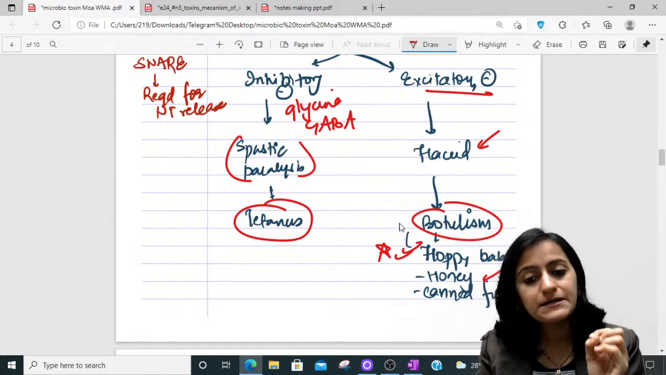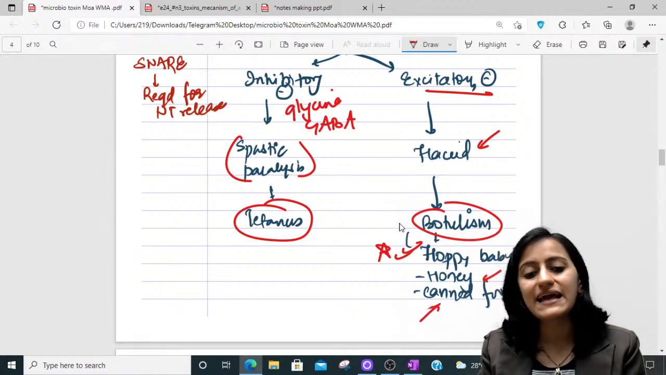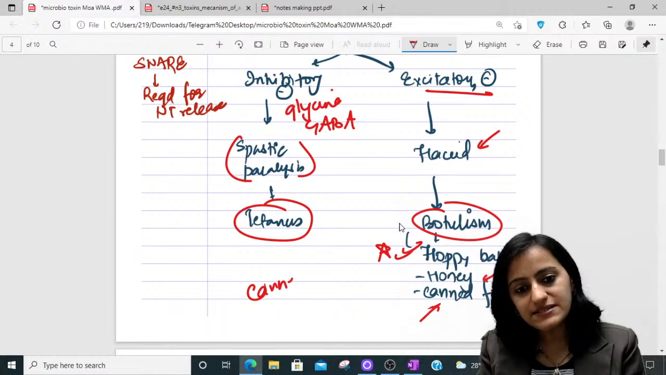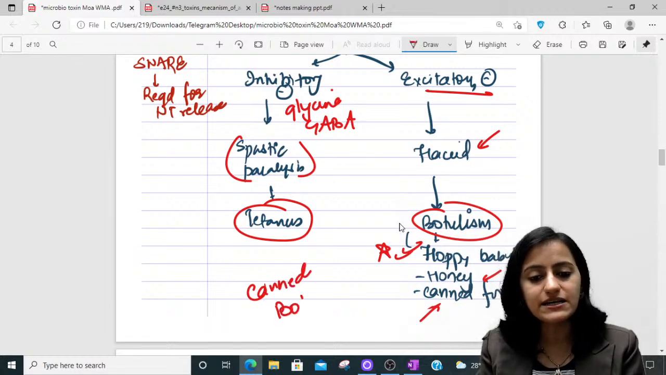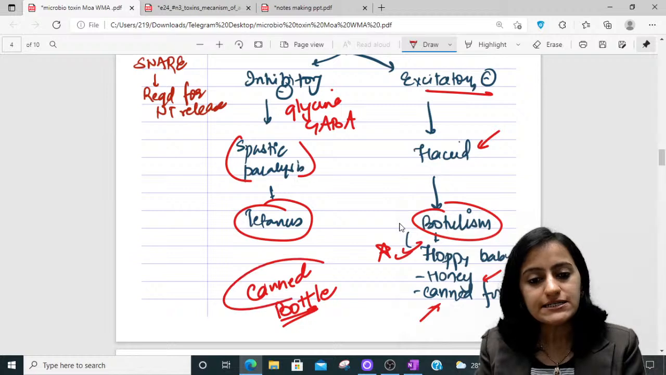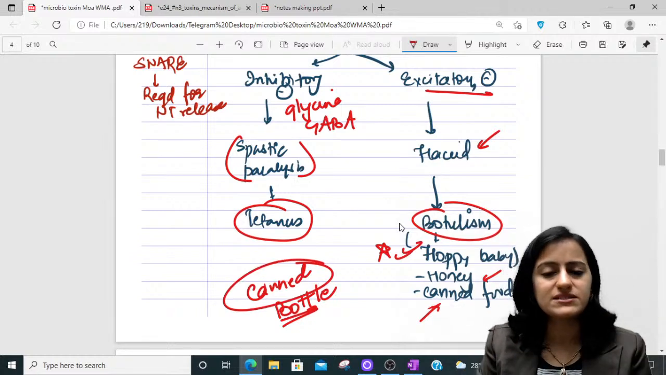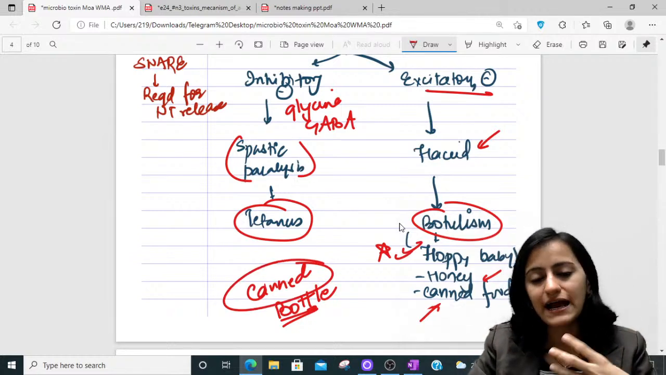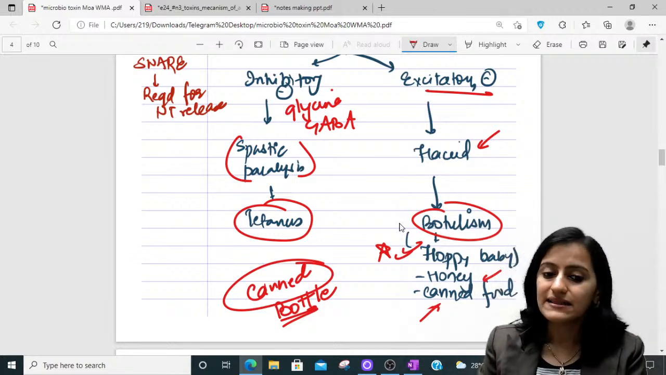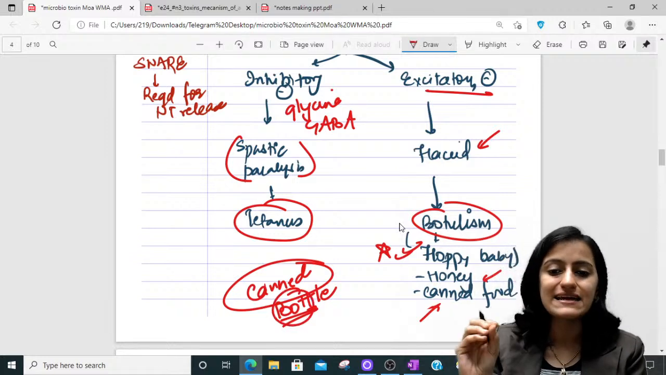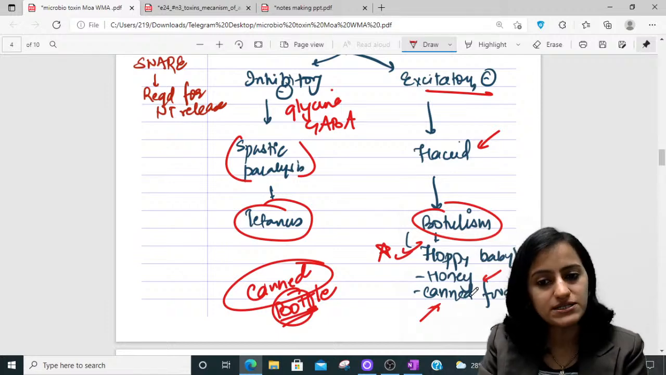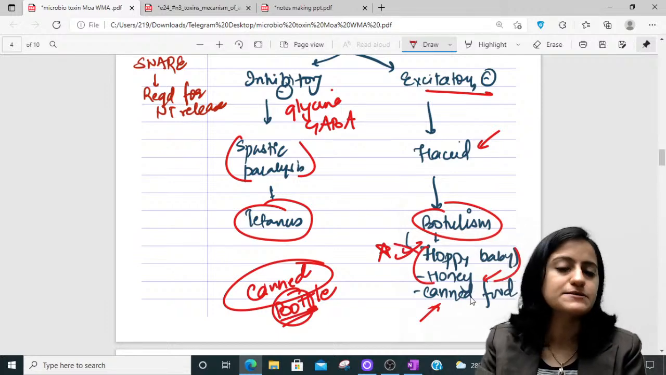When you give honey, that is important for botulism, and so is canned food. You can remember this as canned food is basically food kept in a bottle. So whenever you get a history of a person eating something from canned food and then getting flaccid paralysis, that is botulism. So can is like bottle. Canned food is botulism. Honey, floppy baby is botulism.